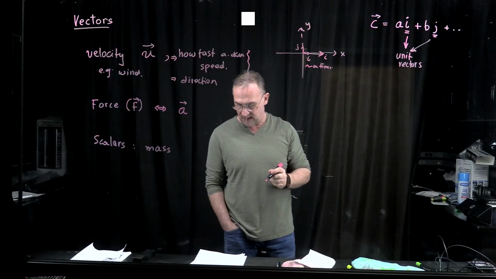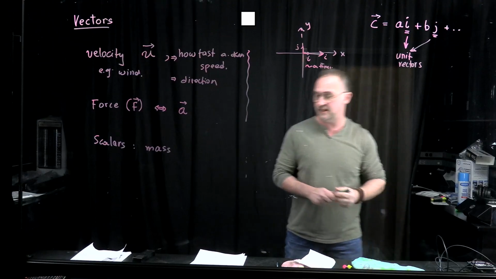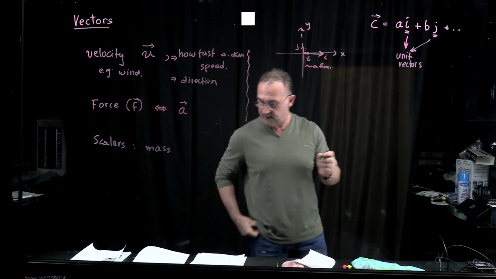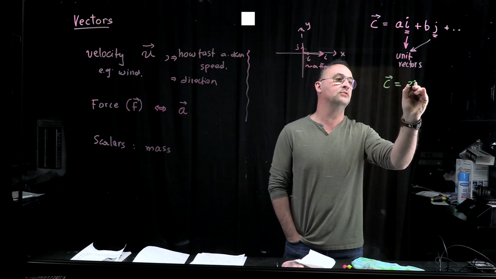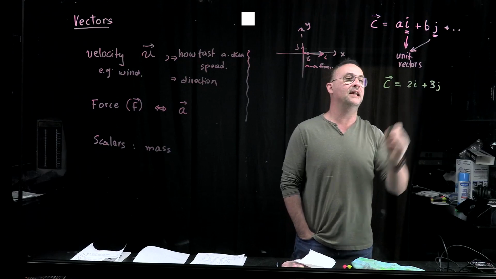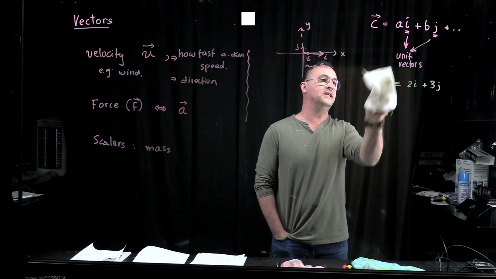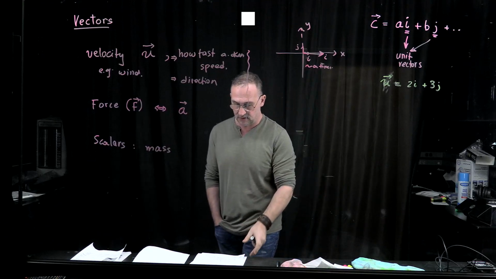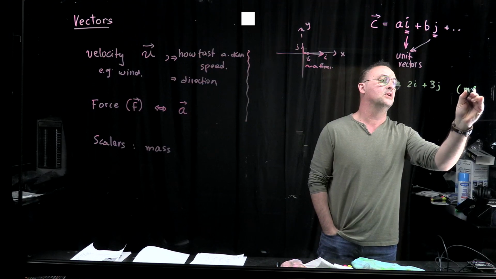Let me give you a numerical example, and I think that's going to be easier to understand. So let's take my vector c, say, to be 2 in the i direction, plus 3 in the j direction. And let's call this vector u, just to indicate that this is essentially the velocity of an object that is moving. 2 in the i plus 3 in the j, the units are meters per second.